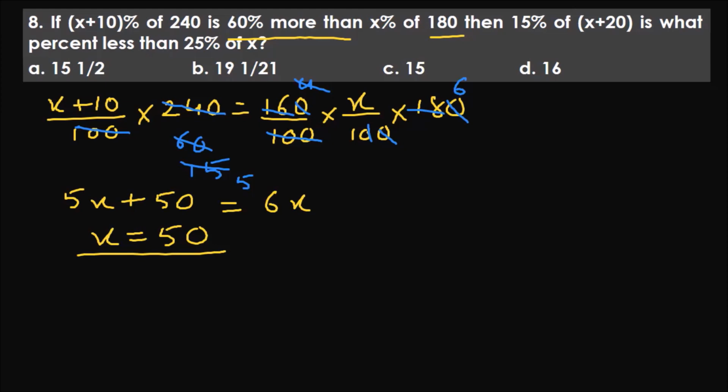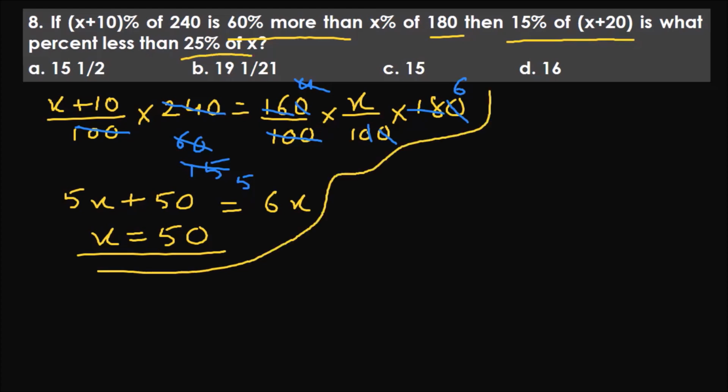Now, in the second part of the question, they have asked: 15% of x plus 20 is what percentage less than 25% of x? So let's find both those values. 15% of x plus 20.